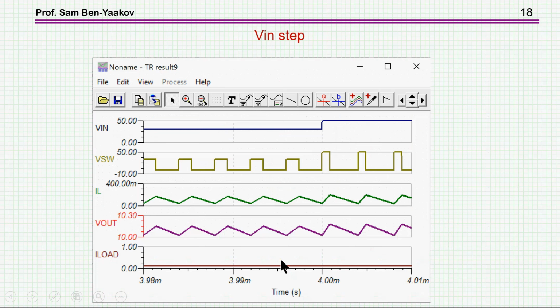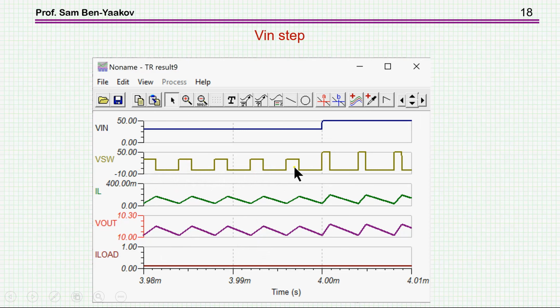So here is an example of a step in the input. This is the input voltage from 30 to 50 volt. This is the pulses at the switching point, and this is the inductor current, and this is the output voltage. The output voltage is set to 10 volt. You see, it's a little bit more than 10 volts. And we see here very nicely the pulses. The on time is the same, of course, here. And this is with the 30 volt.